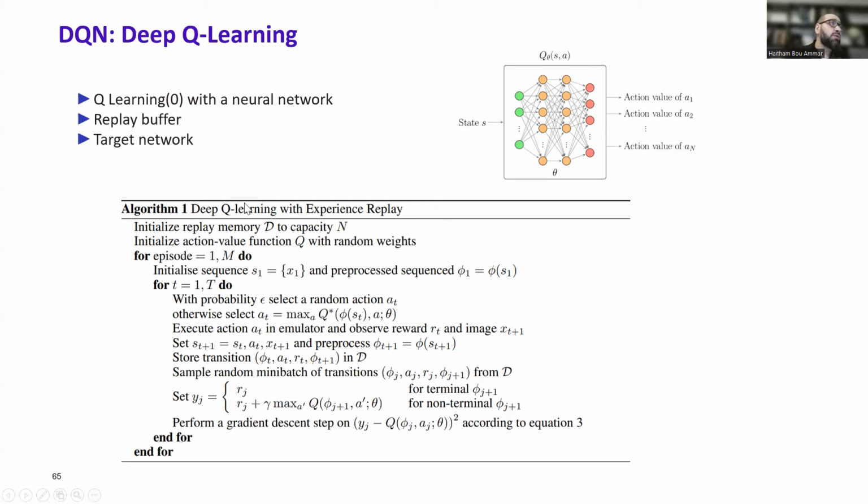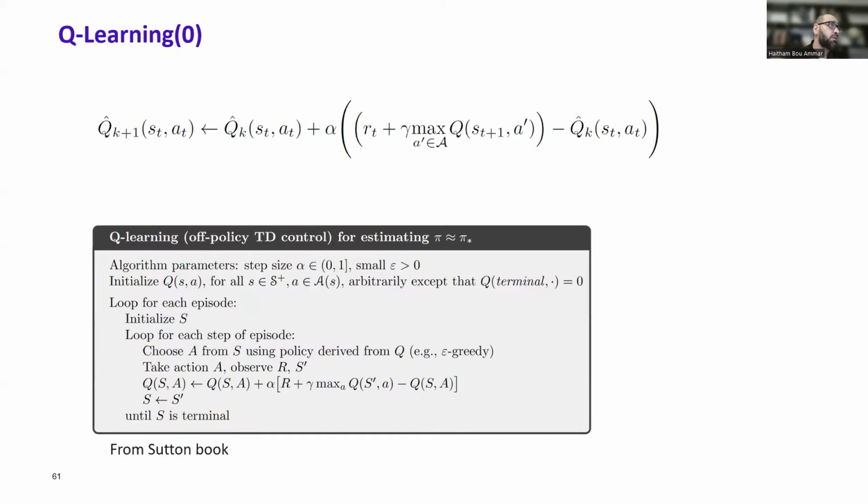What this algorithm is really doing is simply executing Q-learning of 0 with a neural network. Remember Q-learning of 0, which is this algorithm here. But now what they do is parameterize this Q function by a neural network, and then update the weights of that neural network based on transitions.